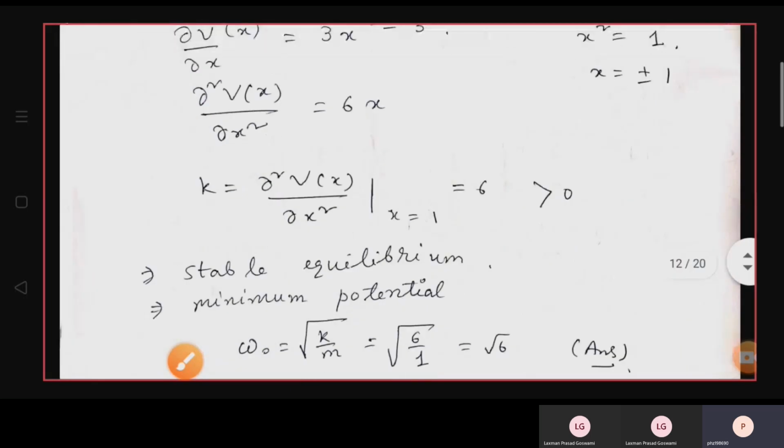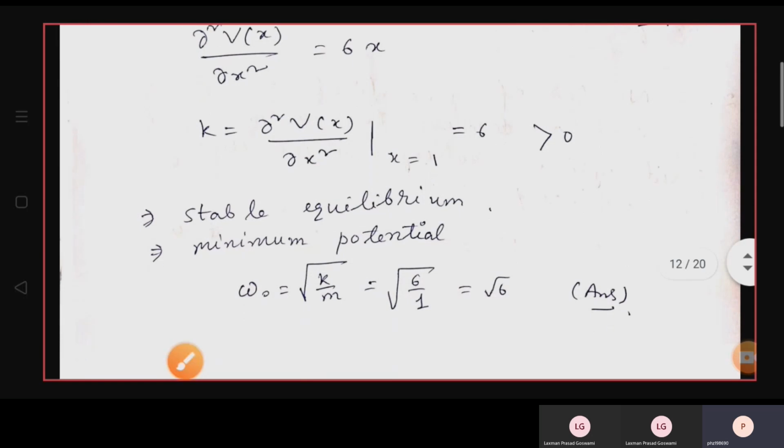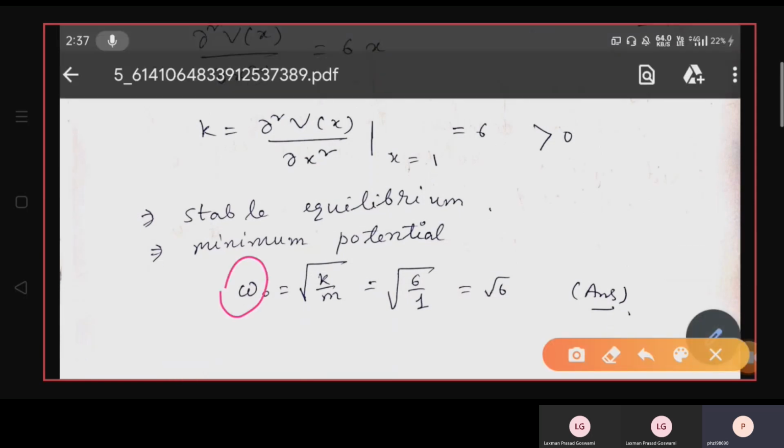So it is the minimum of the potential, and k is the force constant. And here you have to find out the frequency. So omega naught is related to k as omega naught equals root over k by m, equals root over 6 by 1, because m has been given as 1 and k is 6 at this minimum point. So omega naught equals root 6.